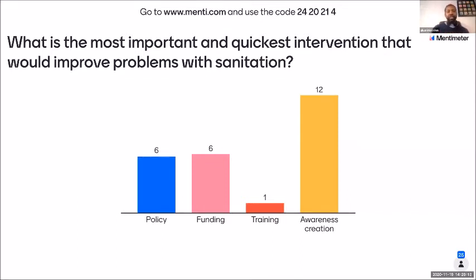So it's obviously clear to me that awareness creation seems to be what people think is probably the quickest intervention that can improve sanitation quite quickly. If I can come back to Richard and also to Charlotte very quickly, in your perspective, in your view, do you reckon that this probably is the case? So is awareness creation, in your view, a really good and quick intervention to improve sanitation problems? So first, Charlotte, what do you think? What's your view based on people's responses?